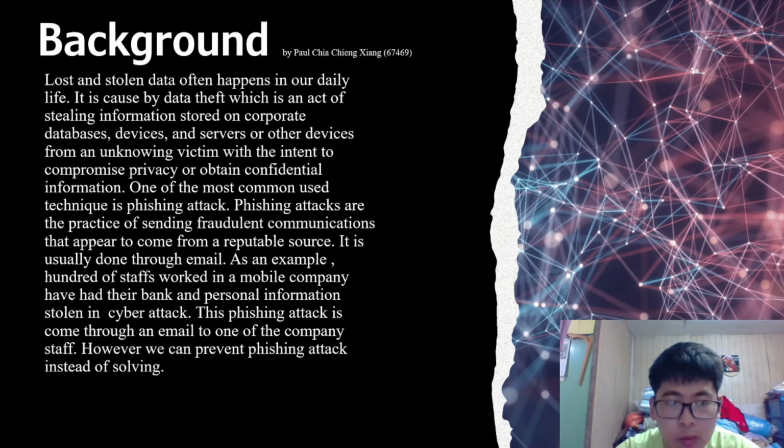One of the most commonly used techniques is the phishing attack. Phishing attacks are the practice of sending fraudulent communications that appear to come from reputable sources. It is usually done through email. As an example, hundreds of staff working in a mobile company have had their bank and personal information stolen in cyber attacks. The phishing attack came through an email to one of the company's staff. However, we can prevent a phishing attack instead of solving it.